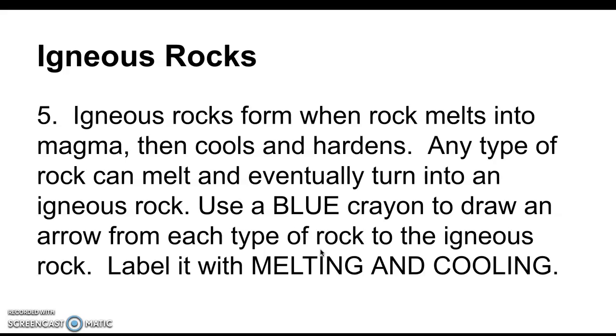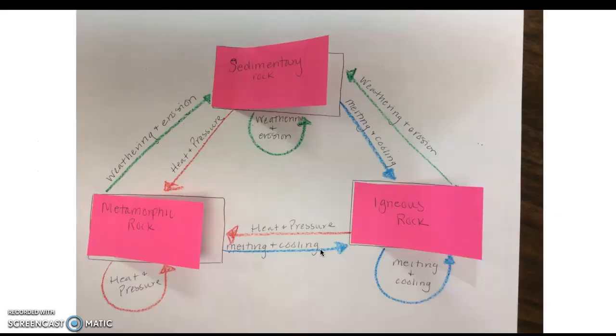Igneous rocks form when rock melts into magma, then cools and hardens. Any type of rock can melt and eventually turn into an igneous rock. Use a blue crayon to draw an arrow from each type of rock to the igneous rock. Label it with melting and cooling. So put your description for igneous rock underneath the post-it note. Then draw your blue arrows.